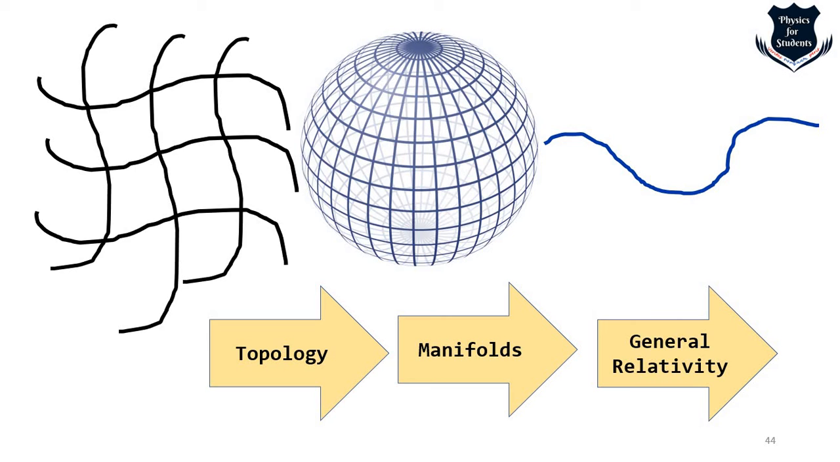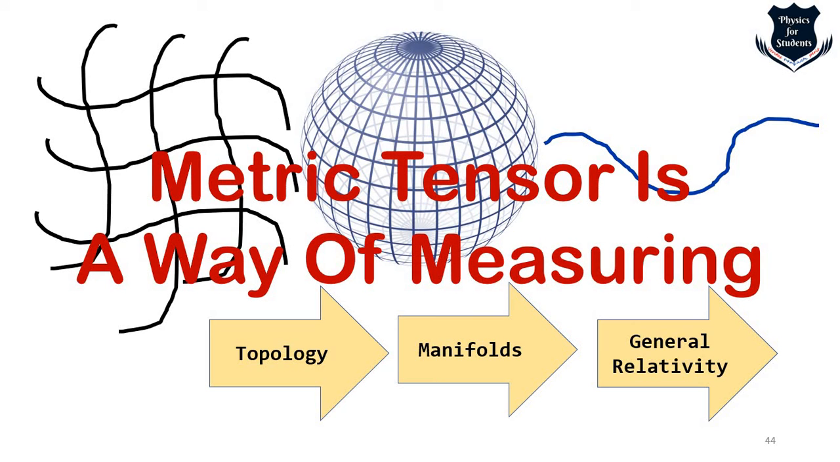You cannot say this is different from that. Maybe you don't need to be a topologist to understand general relativity, but yes, these are related. Topology to manifolds and general relativity. This is just to show you how interconnected these things are. So, the surfaces to general relativity and the physics. So you can call this metric tensor a way of measuring.